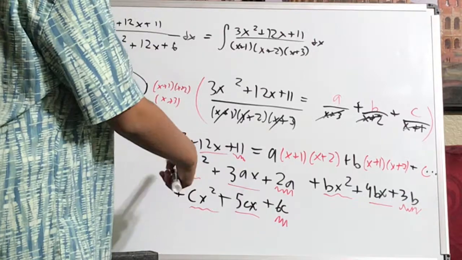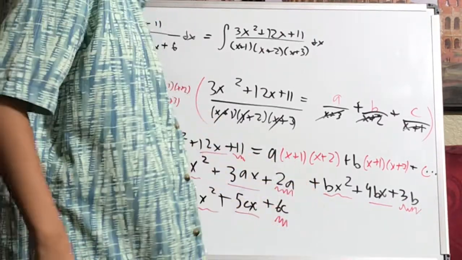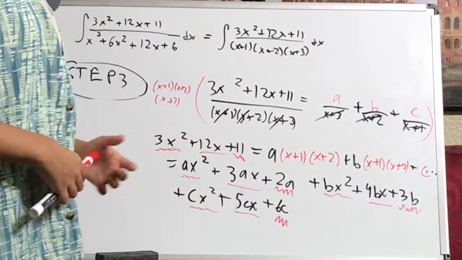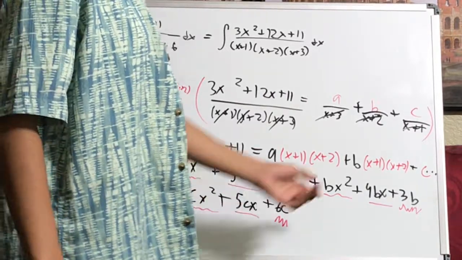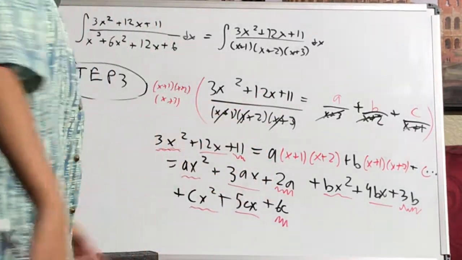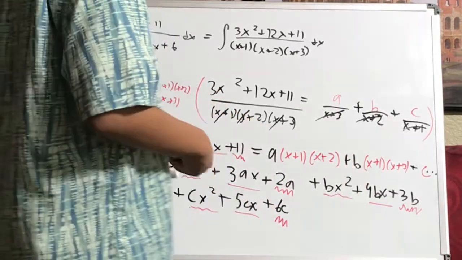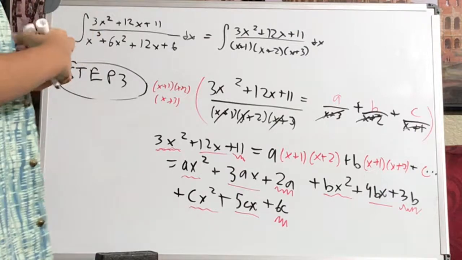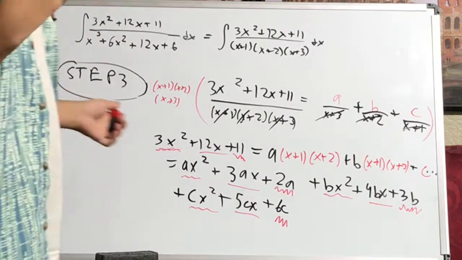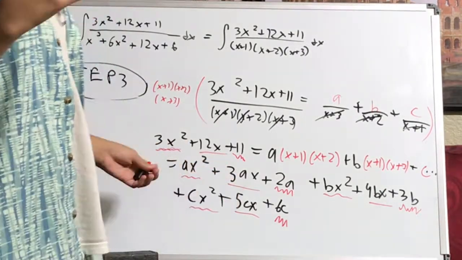Notice the 3x squared matches up with the ax squared, bx squared, and cx squared. The 12x matches up with the 3ax, 5cx, and 4bx. And the 11 matches up with a 2a, 3b, and 6c. Okay. So because of how vectors work, if two vectors are equal, then each of their components are equal.